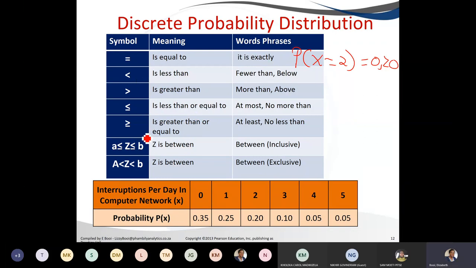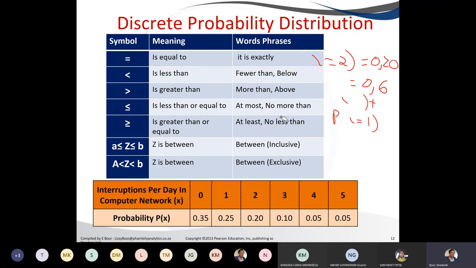If they ask what is the probability that less than 2 interruptions happen a day, it means fewer than, below, lower than 2. It does not include 2, but it includes 1 and 0. So the probability that X is less than 2 is the probability that X equals 0 plus the probability that X equals 1. That is 0.35 plus 0.25, which equals 0.6.